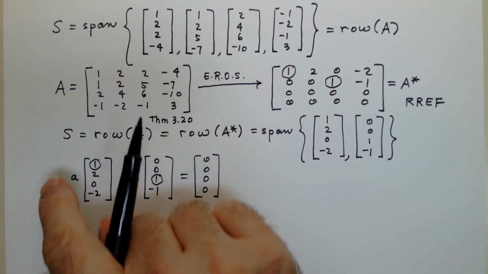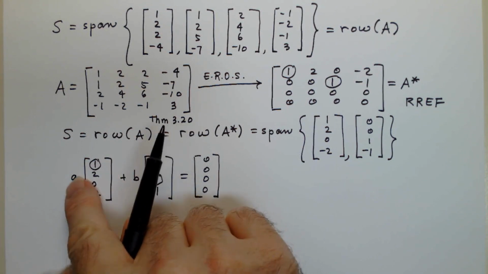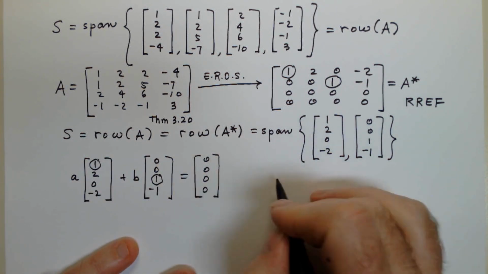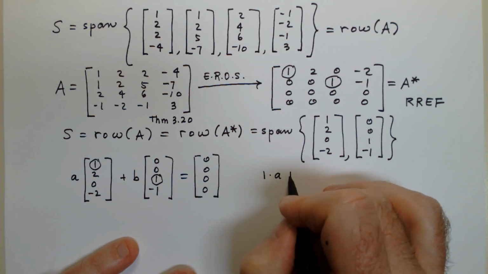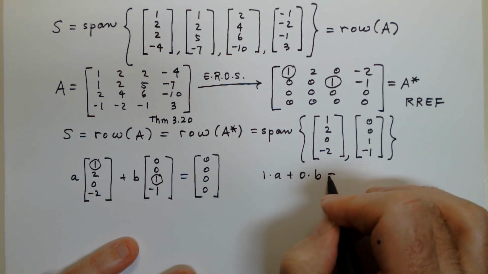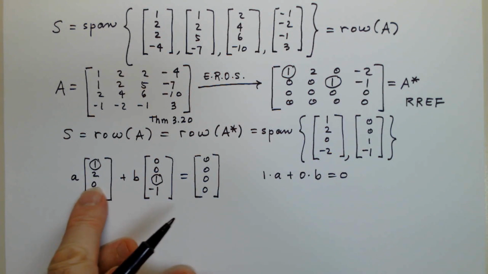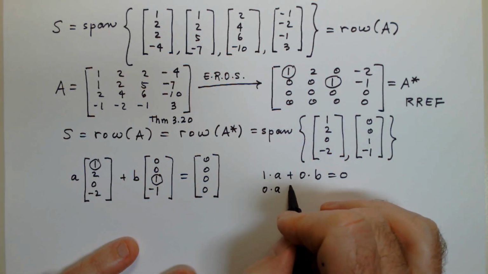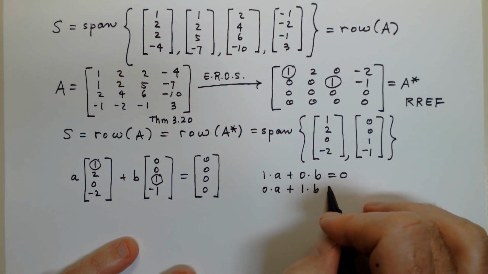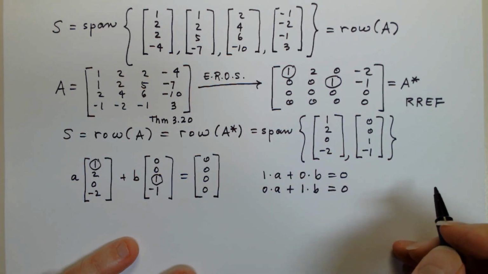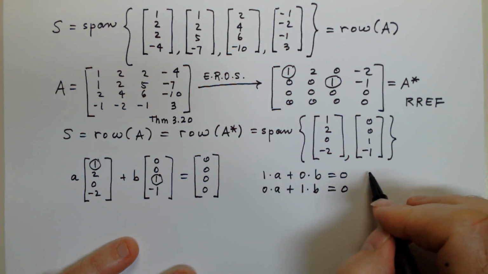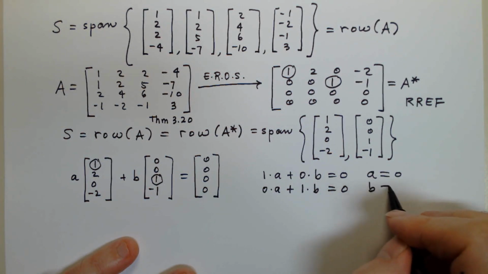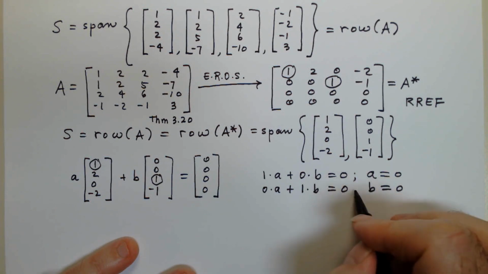Let's take a look. In this first row, we're getting 1 times A plus 0 times B equals 0. And in this third row, we're getting 0 times A plus 1 times B equals 0. Well, this first equation tells me that A is equal to 0. And the second equation tells me that B is equal to 0.